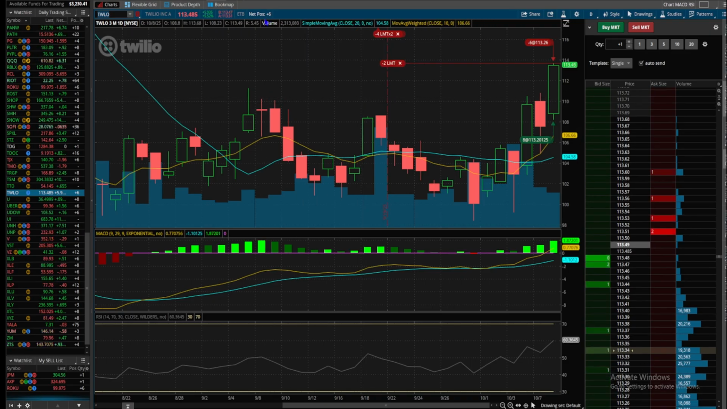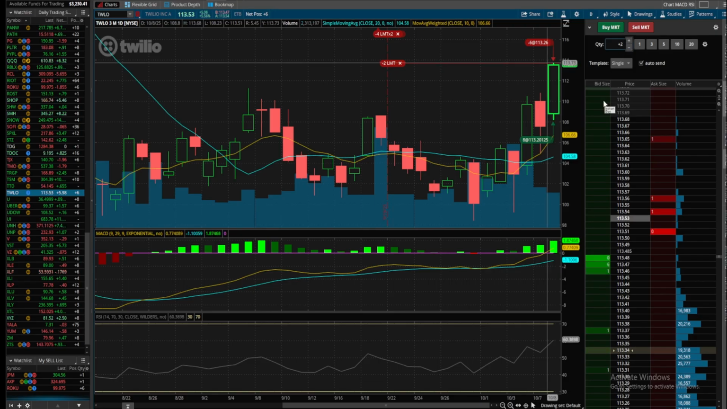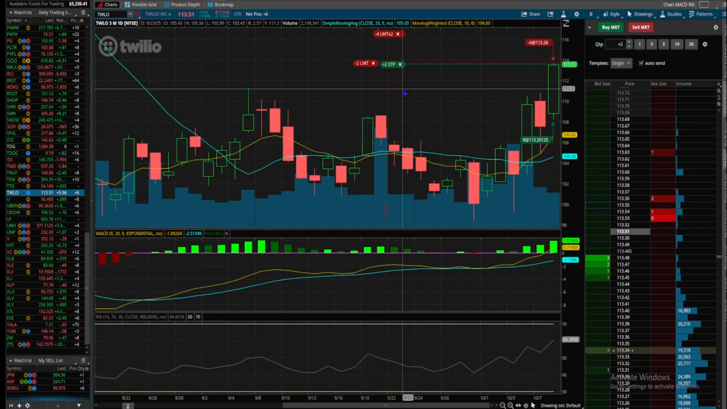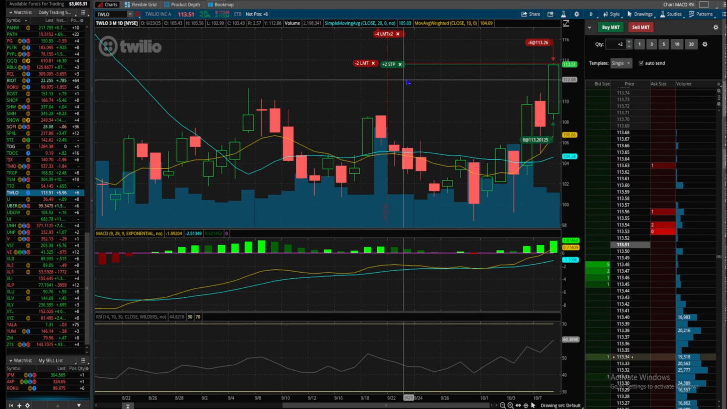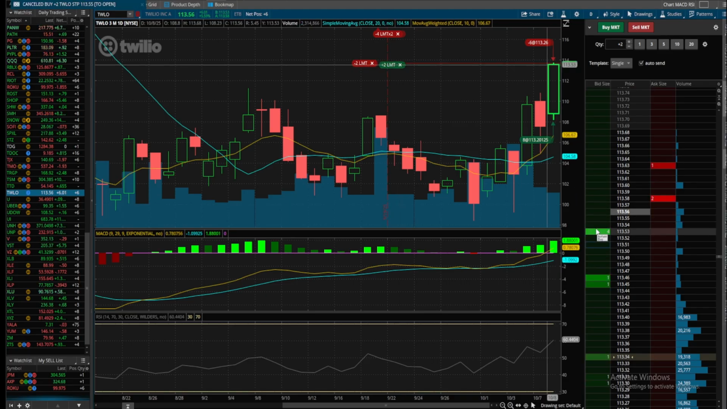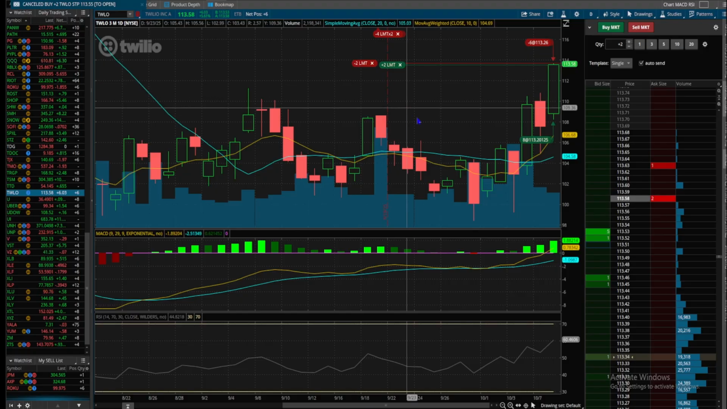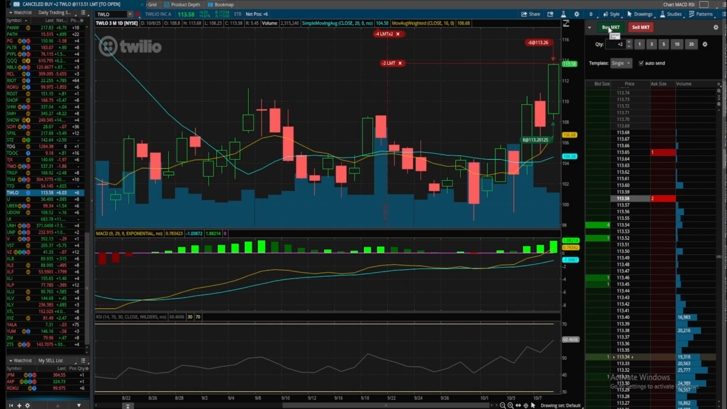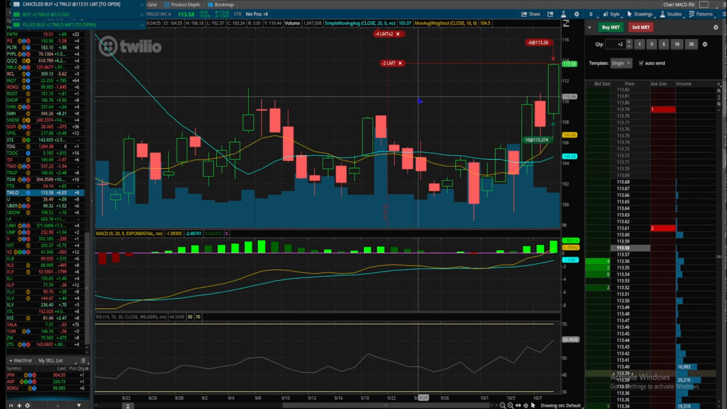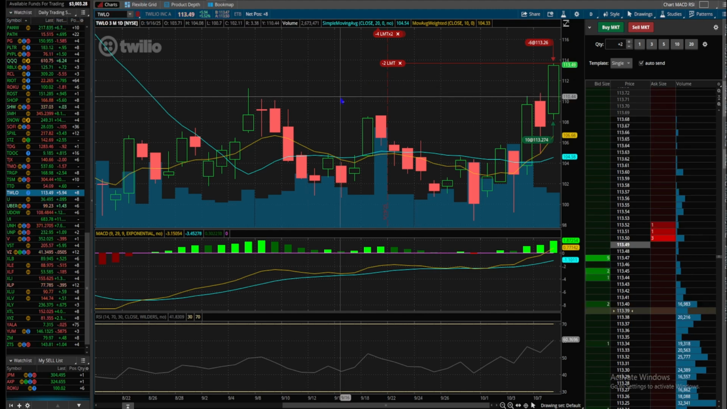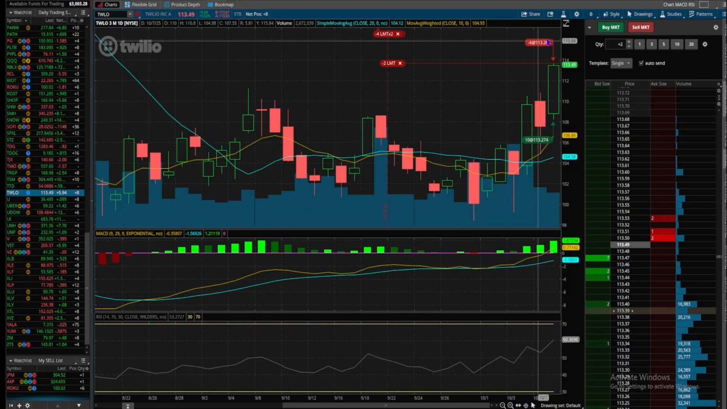So we only have 2 remaining shares to buy. So we'll bump this up to 2 and look to get 2 shares of Twilio. That did not occur, so we'll look at it again. Nope. All right, we'll just buy market. That'll happen a little bit faster. Bottom at 113.57.